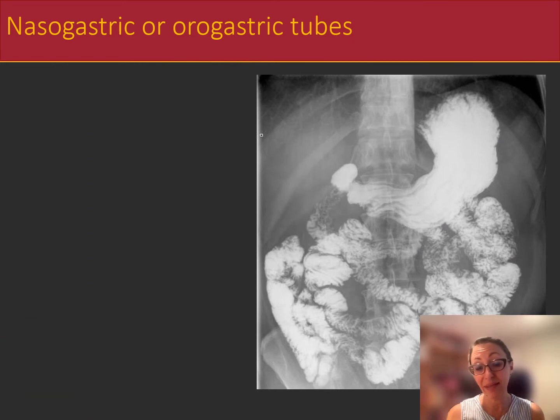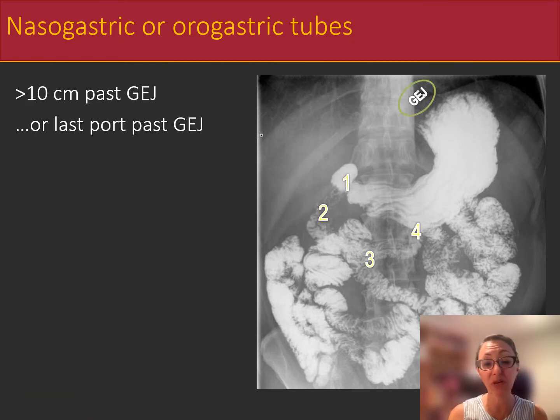So here is a nice anatomy refresher as demonstrated on this small bowel follow-through. Here is the GE junction and the portions of the duodenum. Ideally, we would like the nasogastric tube and/or the orogastric tube to terminate 10 centimeters past the GE junction, or the last side hole to be past the GE junction to minimize the reflux possibility. And the Dobhoff tubes, we would like to be in the gastric antrum or even descending duodenum.